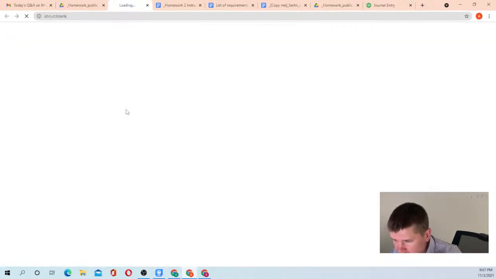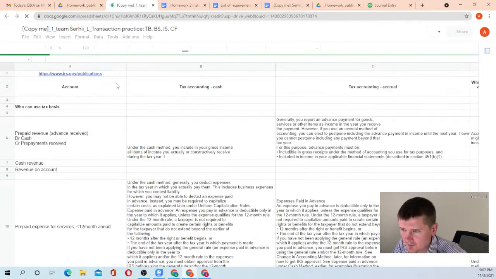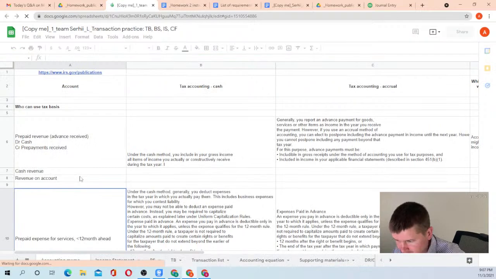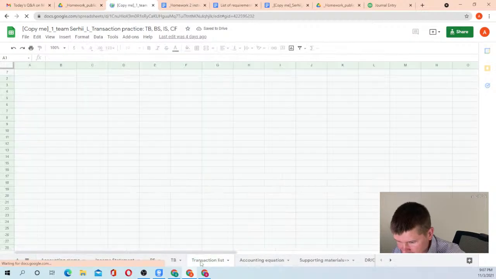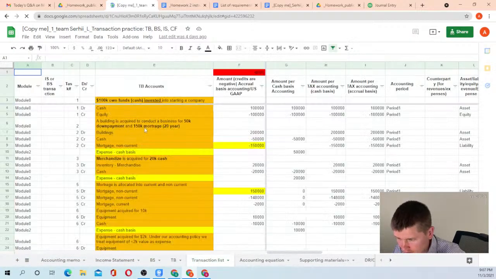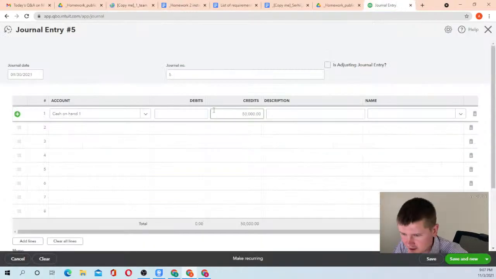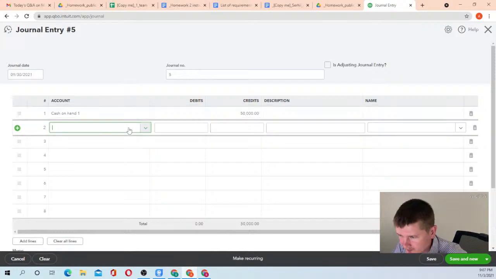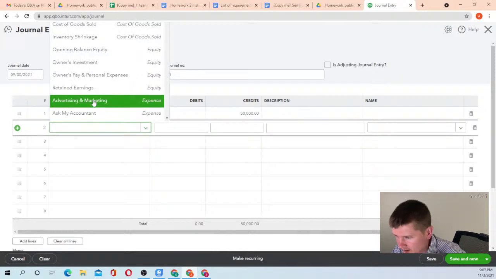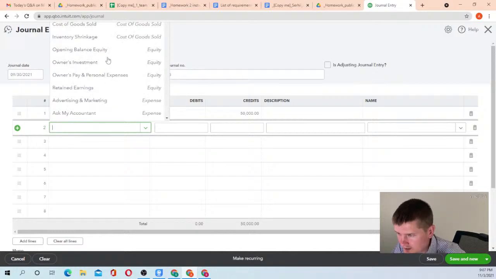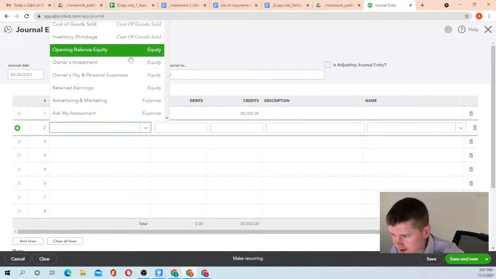These numbers I'm taking from our transaction list in our homework file. So these are here. You can use your own numbers. That's not a big deal. What else do we have? So we book everything. So we bought a building.